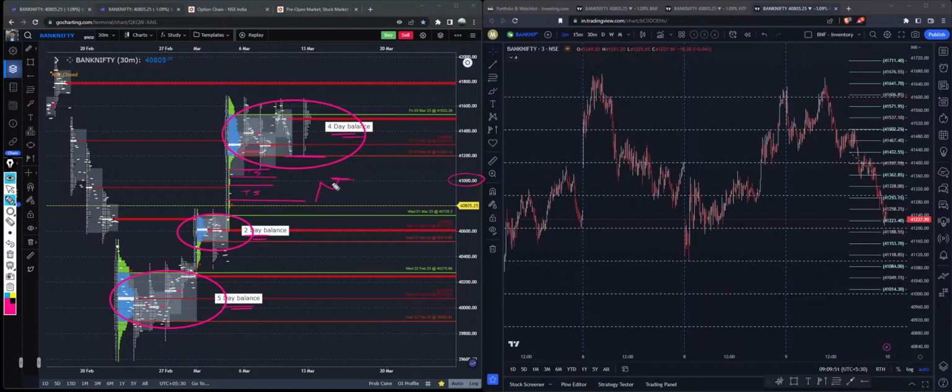So I'll observe the reaction at 41,000, and if I see some sort of exhaustion and supply coming in through the order flow and the print, then this will be a good opportunity to take a short and see if we retest this particular zone of 40,600. So this is my first trade plan.